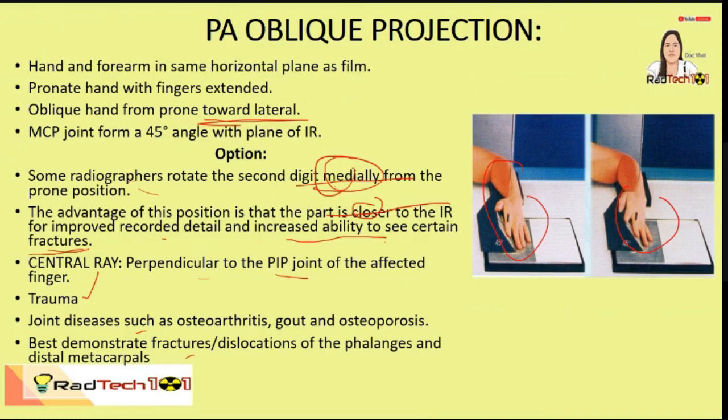So, we have PA oblique. So, may modification. Pwede siyang ma-AP for foreign body localization. And then we also have the lateral, medyo lateral or lateromedial. Then we have the PA oblique projection.